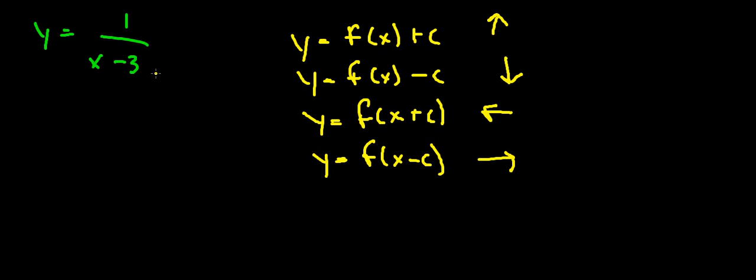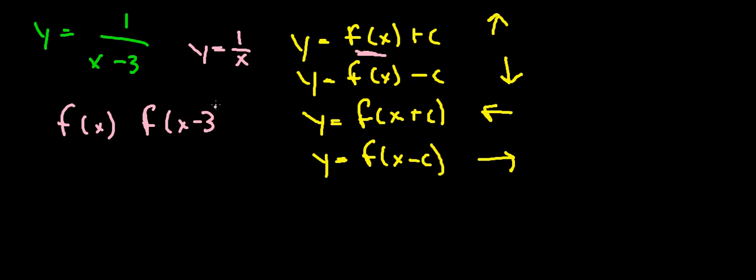So we look here and try to identify what our original function would be. That's the terminology I like to use: what would the base function be for this equation? The base function would be y is equal to 1 over x. So if we take the base function to be y is equal to 1 over x, we're replacing f of x with f of x minus 3.